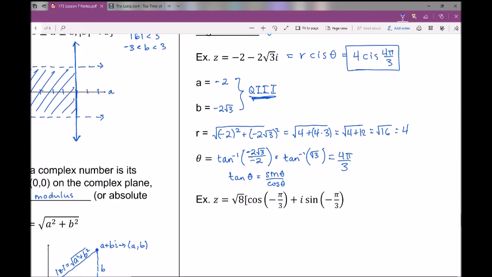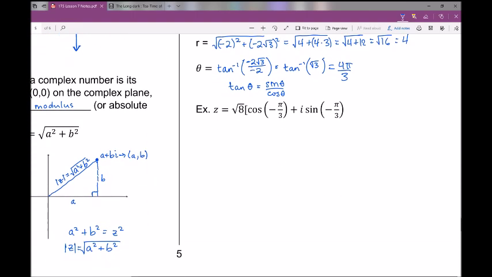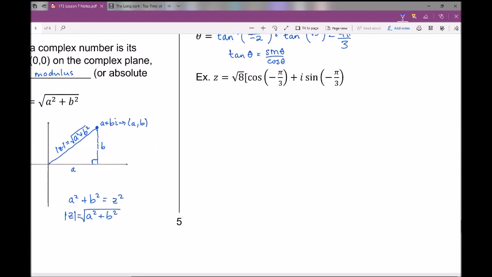Okay? Now our next example, we have a complex number that's already in polar form, and we want to change it to our regular a plus bi form. So there should be a bracket right here. Apologize about that. So here, what we want to find are a and b. And we know that a is equal to r times the cosine of theta, and we know that b is equal to r times the sine of theta.